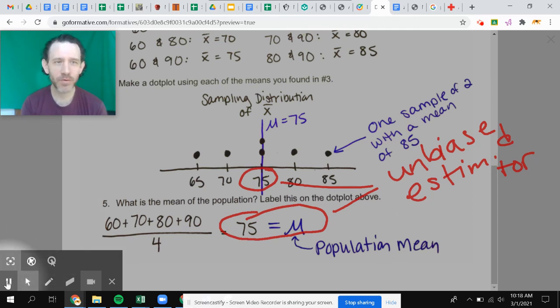Head to the next page for further explanations of sampling and population distributions.